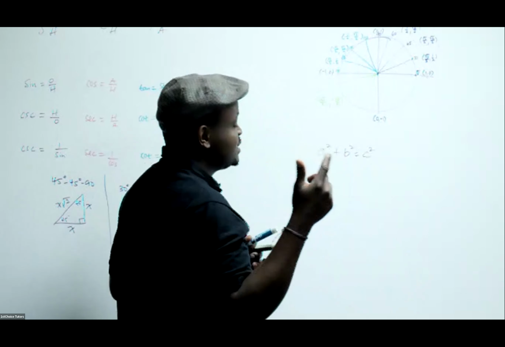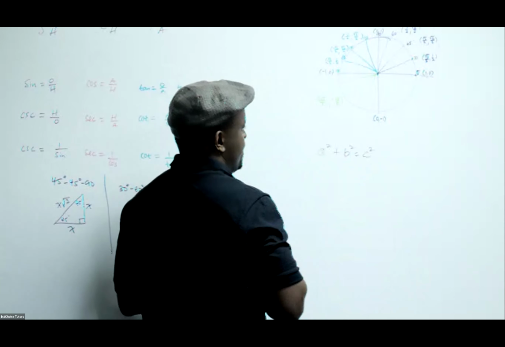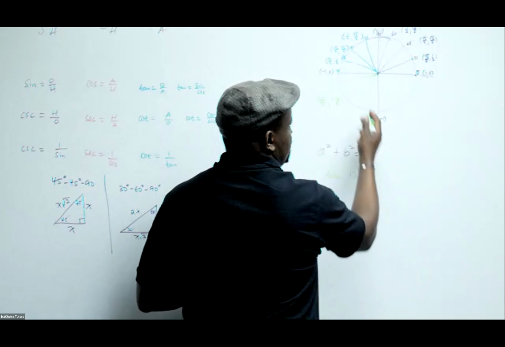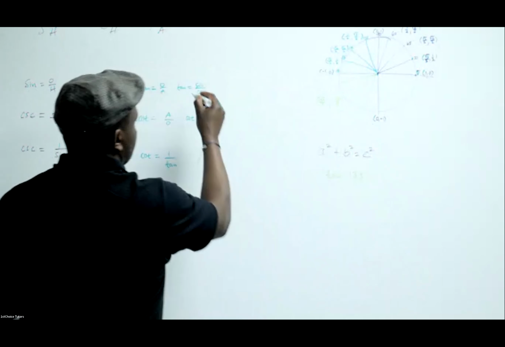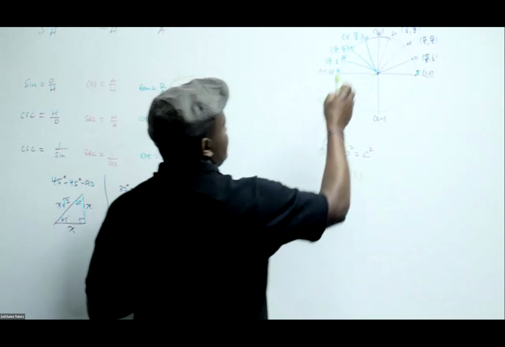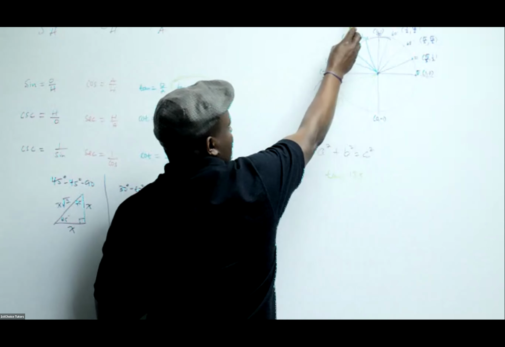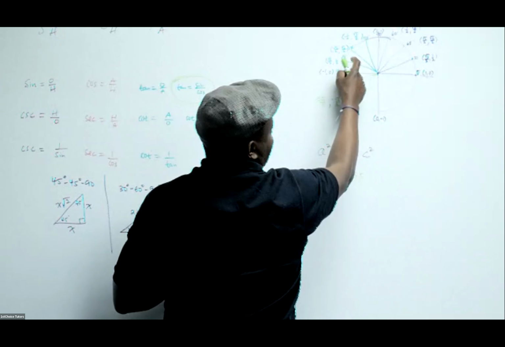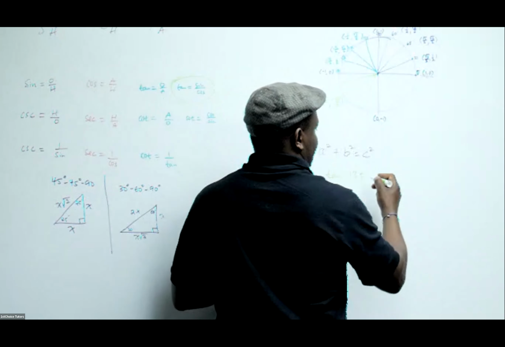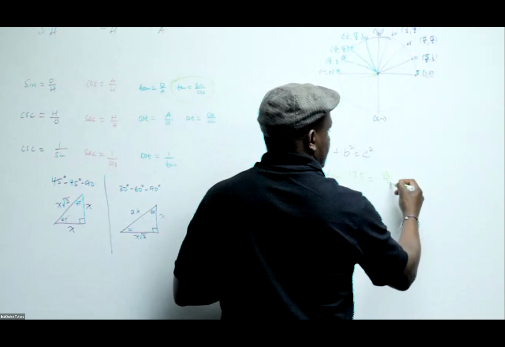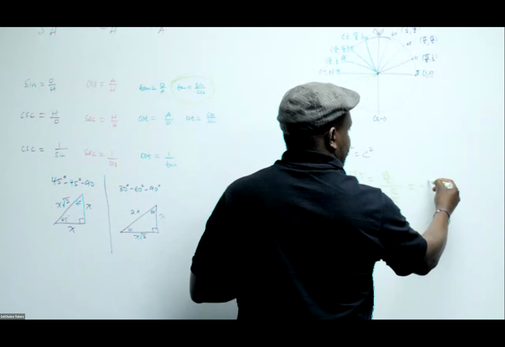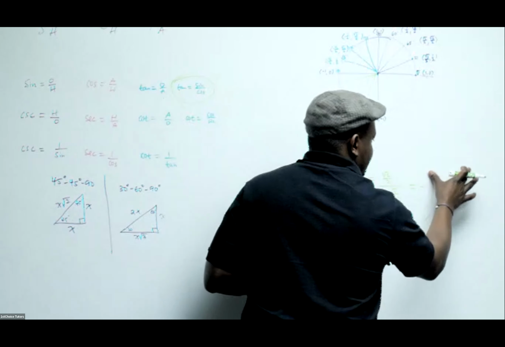So the current question is asking for the tangent of what? 135. The problem is we don't have tangent in here. However, we define tangent as sine over cosine, so basically the y value divided by the x value. You go to 135, take the y value divided by the x value. So tangent of 135 is root 2 over 2 divided by negative root 2 over 2, which is basically negative 1. Any number divided by itself is 1.